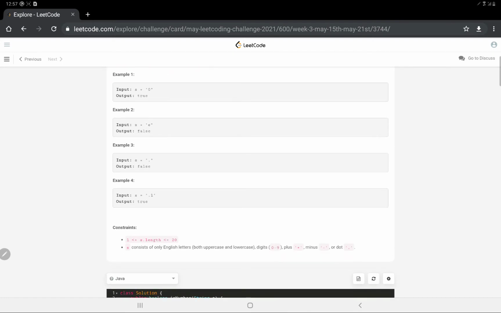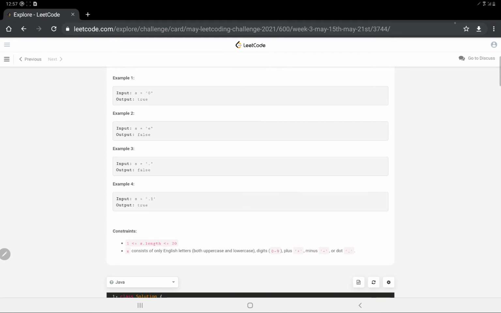The length of s, the string given to us, will be from 1 to 20, so it won't be a very complex string. It could be with spaces as well, so we have to consider the spaces, and we have to consider trimming in the solution.